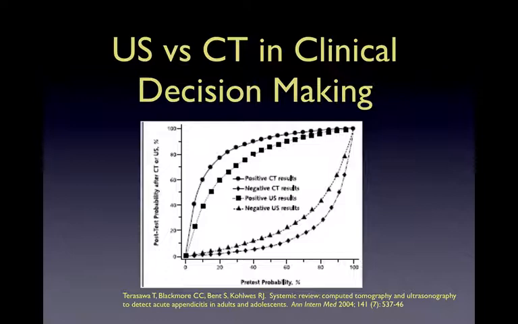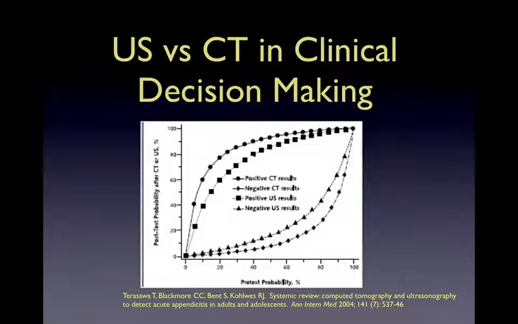To put these numbers in perspective of clinical decision making, let's look at this diagram from an article in the Annals of Internal Medicine. This assumes that ultrasound has a sensitivity of 86% and a specificity of 81%. If you start with a low to moderate clinical suspicion or pretest probability, say between 20 to 60% on the horizontal axis, a positive ultrasound would push your post-test probability into the moderate and high-risk categories respectively.